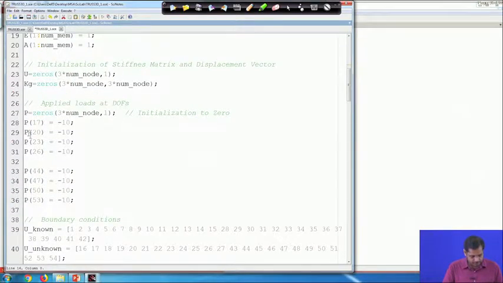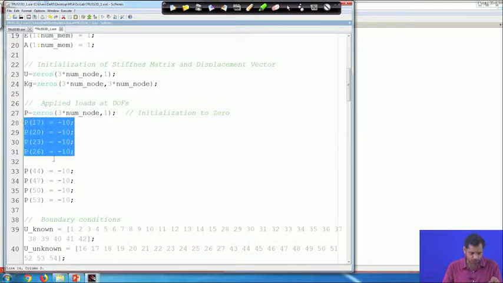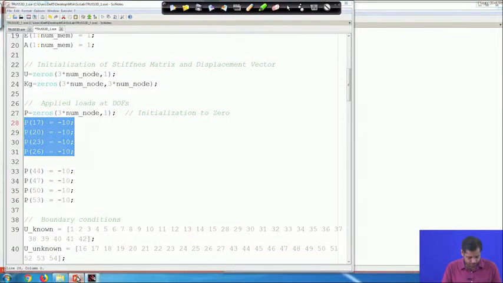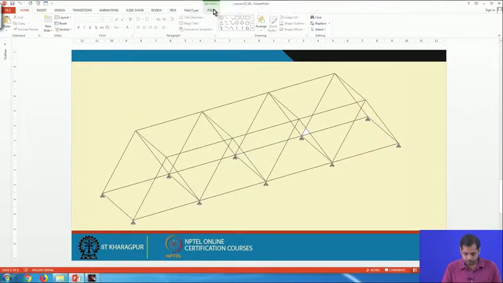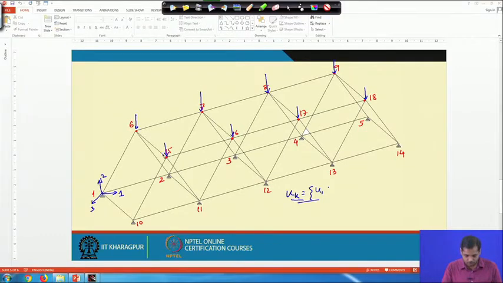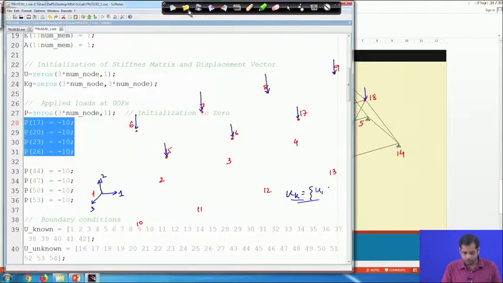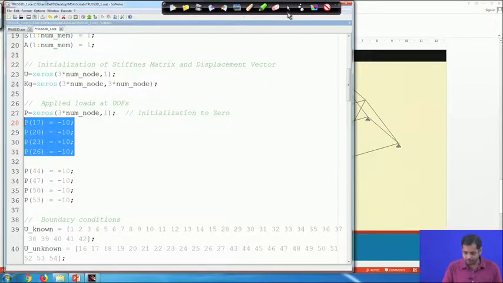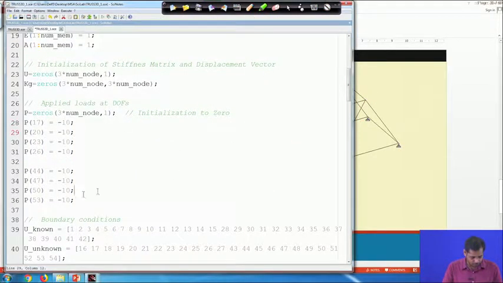Now, you see, this is the load on the top, on these nodes. These are the loads. This corresponds to the degrees of freedom along the y axis. So, only those values will be non-zero and the rest of the values will be 0. So, this is the nodal load vector.